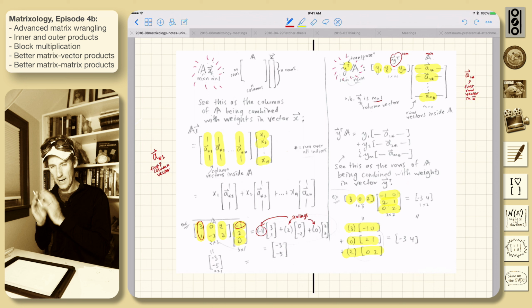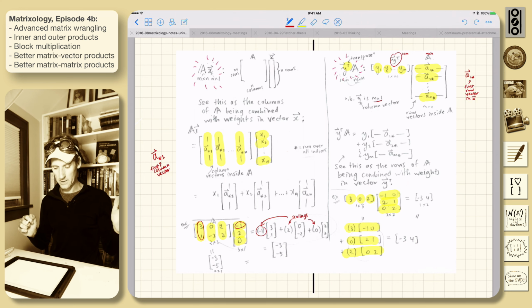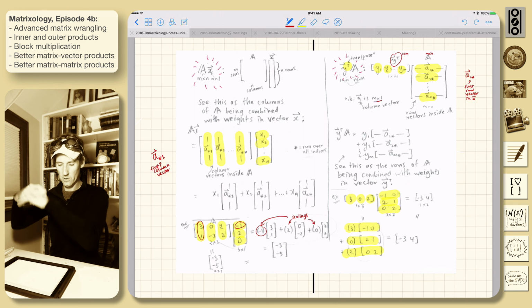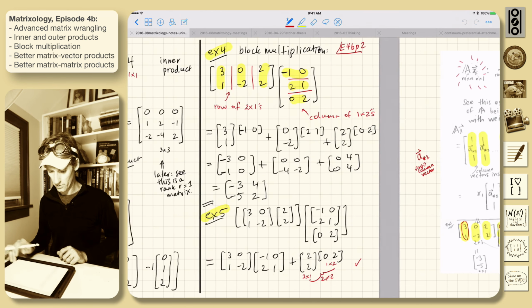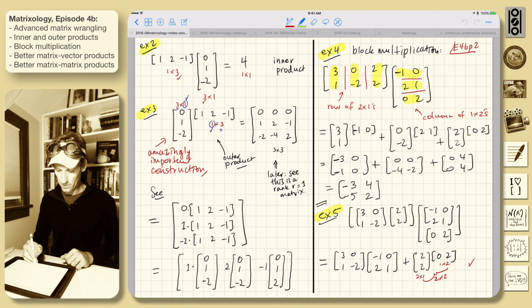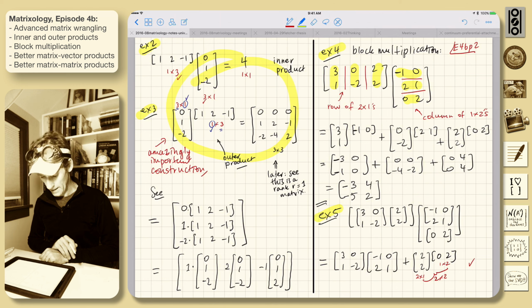Back here, we had A times a column vector on the right, and a row vector on the left, and what that does. A column vector combines the columns of A, gives them weights, adds them up. The row vector on the left gives weights to the rows and adds them up, scrunches it down. Really important. And then we could do the block multiplication, that feeds into everything there.